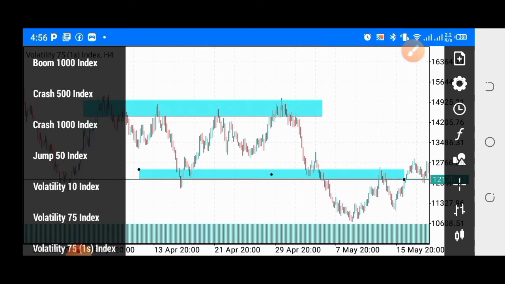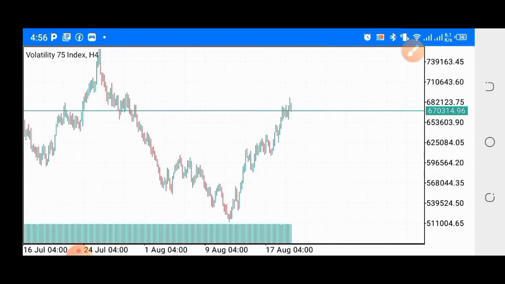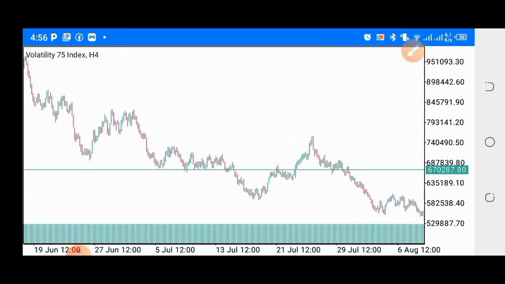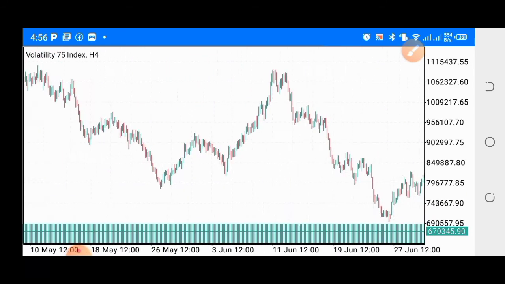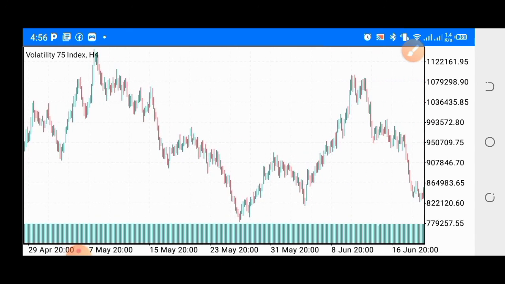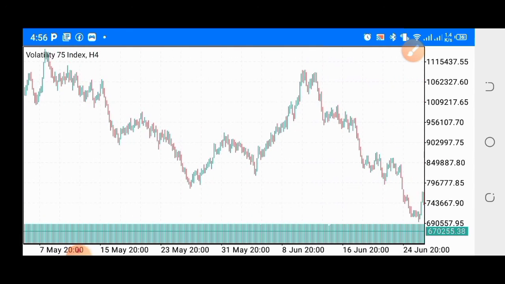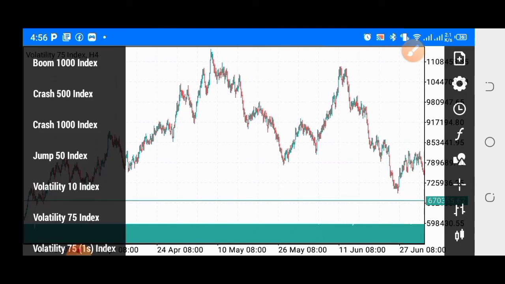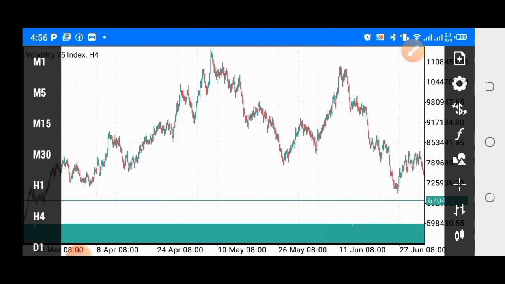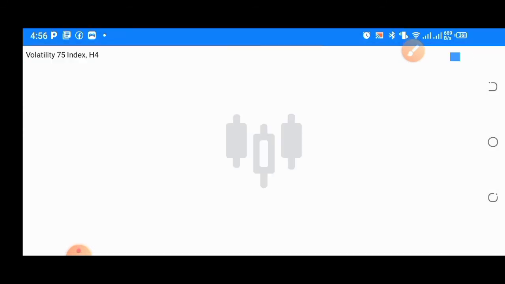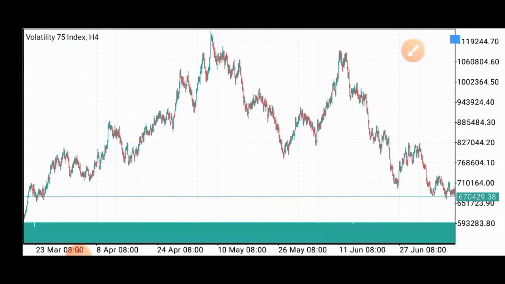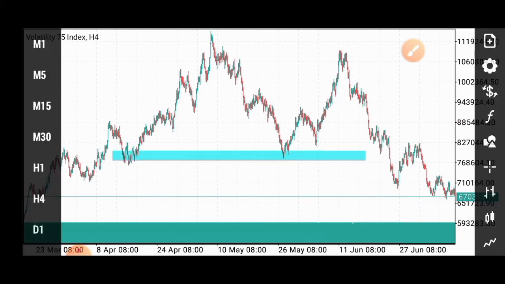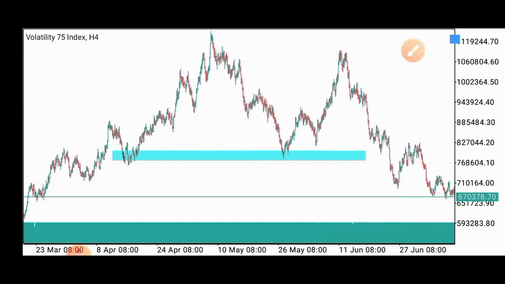Let me check on volatility 75 to spot out the support and resistance. Alright, this is volatility 75, the 4 hours time frame. This is your area of support here. Be following this market all along from this point. This is your area of support and this is your area of resistance.